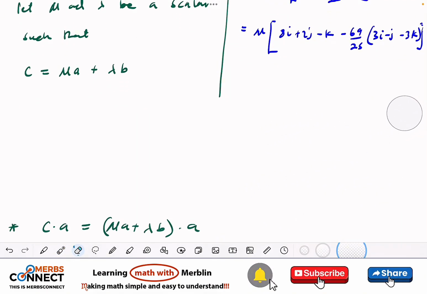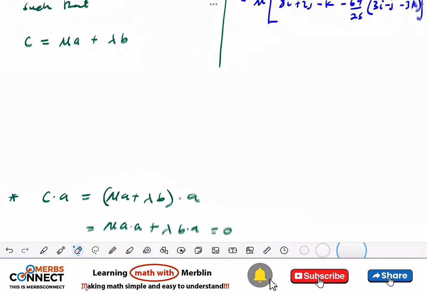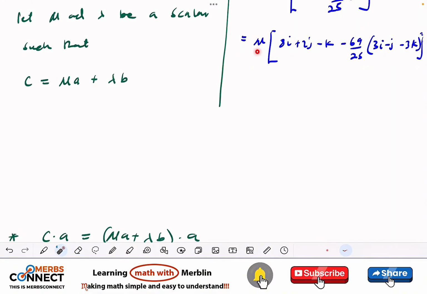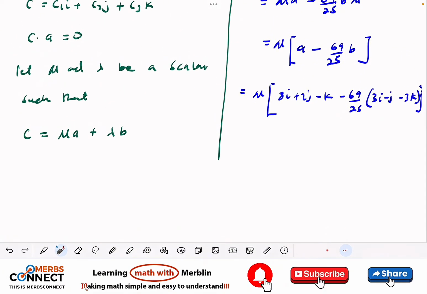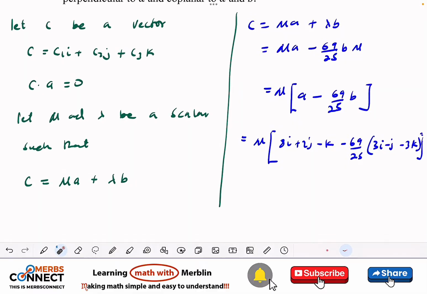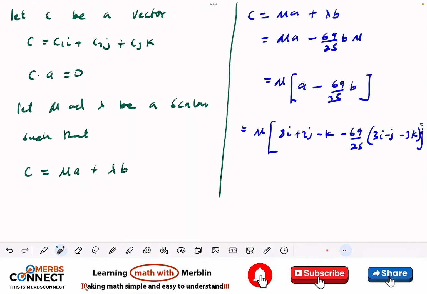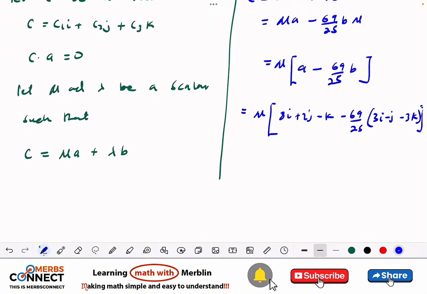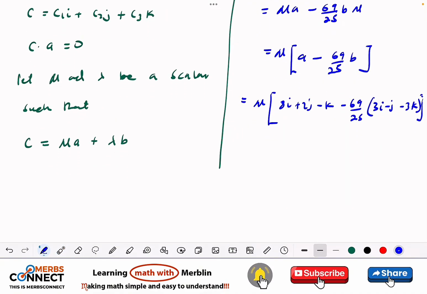So remember here, our final result is going to be in terms of this. If the question is asking us to find a unit vector as we did in the previous video, then you will see that this mu will cancel out because we need to find the magnitude and it will cancel out. But since we are finding just the vector, we are not going to cancel it out. So let's now do what we can do.